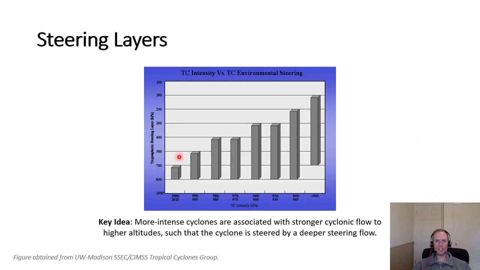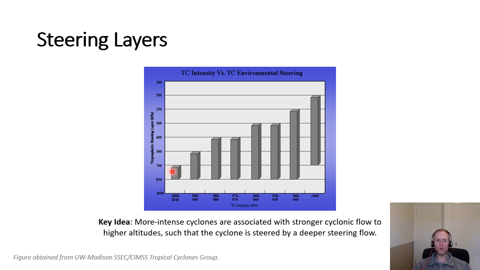So our friends over in Madison with the tropical cyclones group there have this nice little chart that shows different pressure levels here on the y-axis and different tropical cyclone intensities here on the x-axis, roughly binned in 10 millibar increments. 1000 to 1010, 990 to 999, et cetera, down to less than 940 hectopascals for the minimum sea level pressure.